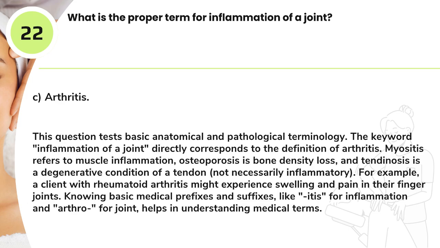Answer: C. Arthritis. This question tests basic anatomical and pathological terminology. The keyword, inflammation of a joint, directly corresponds to the definition of arthritis. Myositis refers to muscle inflammation, osteoporosis is bone density loss, and tendinosis is a degenerative condition of a tendon, not necessarily inflammatory. For example, a client with rheumatoid arthritis might experience swelling and pain in their finger joints. Knowing basic medical prefixes and suffixes, like -itis for inflammation and arthro- for joint, helps in understanding medical terms.